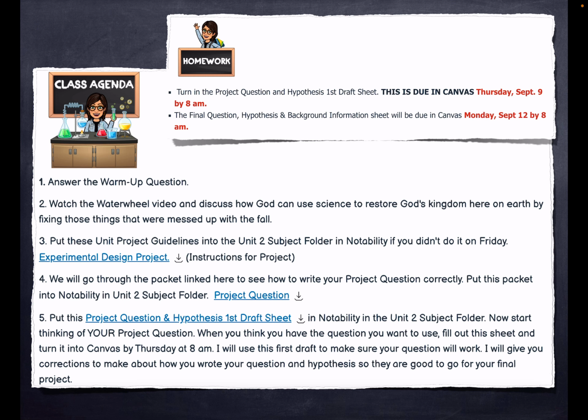You're also going to want to put into Notability the how to write a testable question. That's at number 4. Put that in Unit 2 as well. And then put at number 5 the project question and a hypothesis first draft sheet. So 3 things should go into Notability. The link at number 3, number 4, and number 5. And you can go ahead and pause this while you do that.